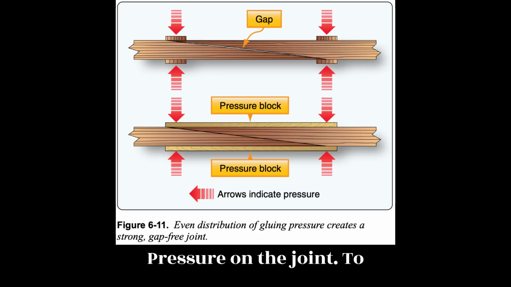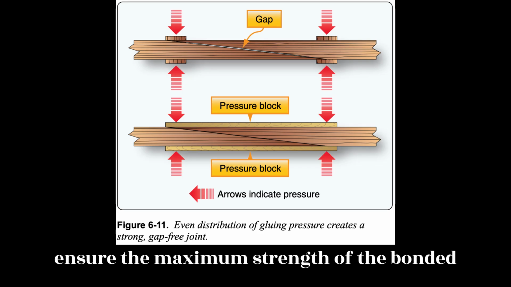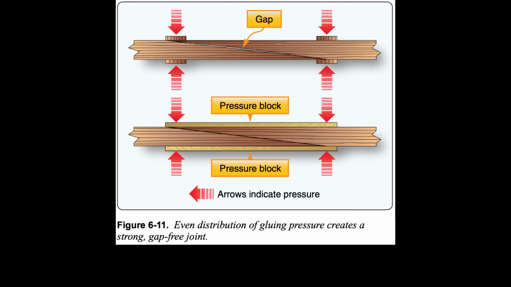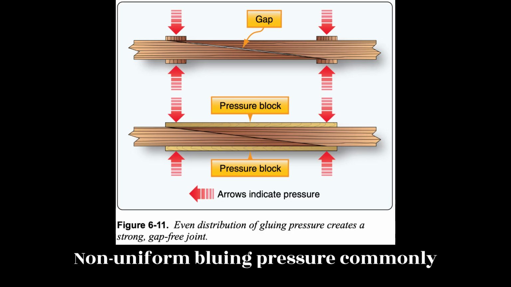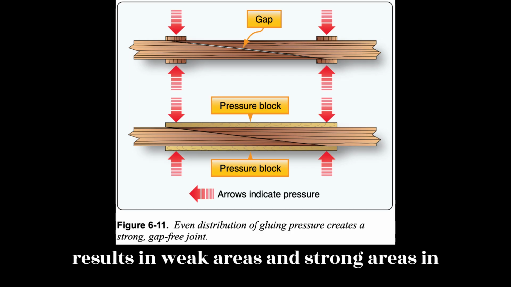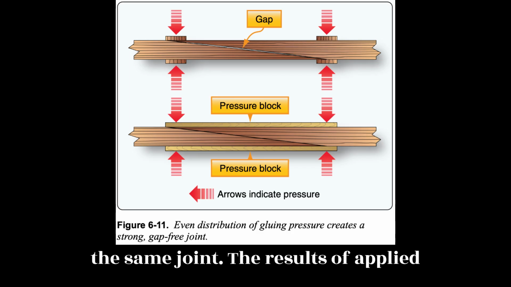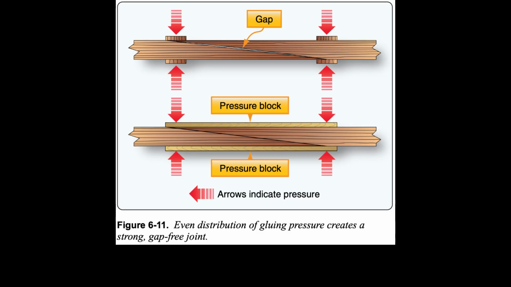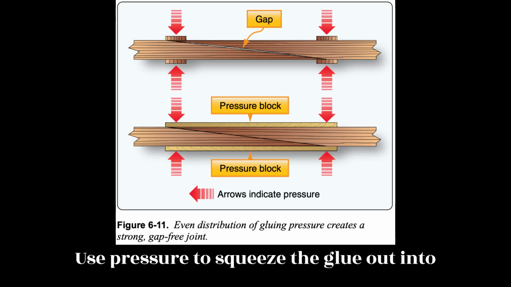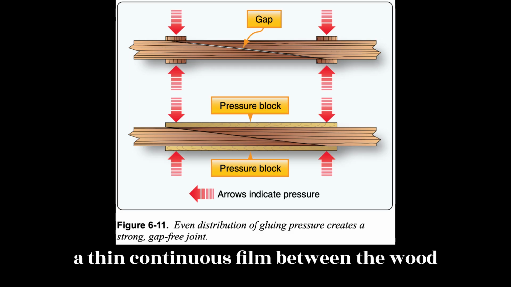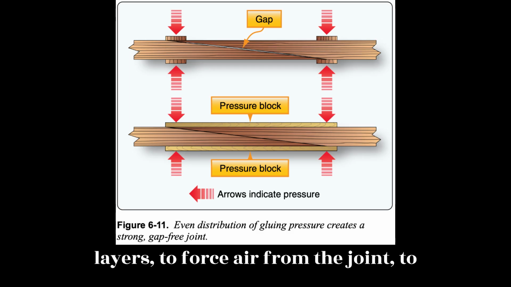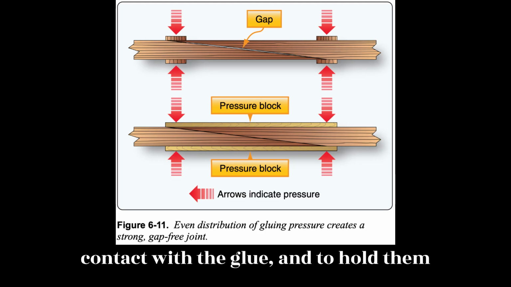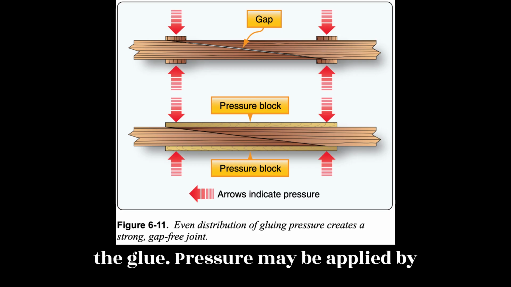Pressure on the joint. To ensure the maximum strength of the bonded surfaces, apply even force to the joint. Non-uniform gluing pressure commonly results in weak areas and strong areas in the same joint. The results of applied pressure are illustrated in Figure 6.11. Use pressure to squeeze the glue out into a thin continuous film between the wood layers, to force air from the joint, to bring the wood surfaces into intimate contact with the glue, and to hold them in this position during the setting of the glue.